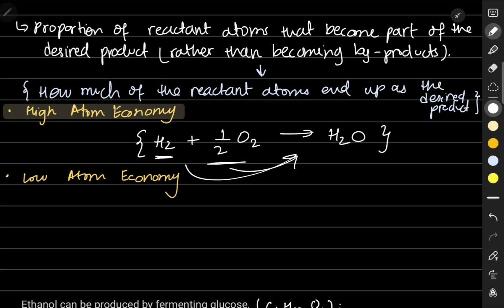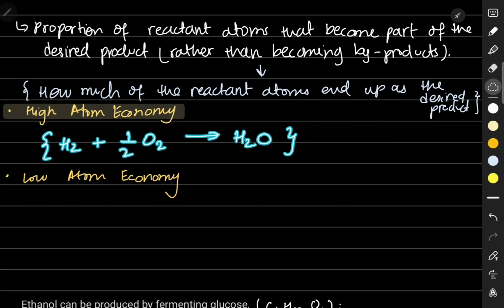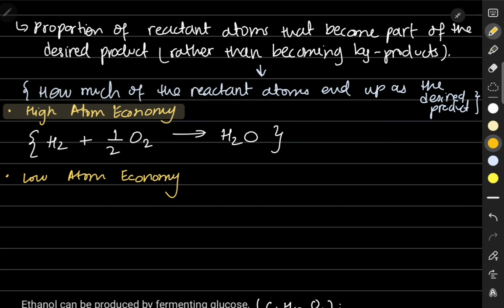So what is high atom economy? High atom economy is when you have most atoms of the reactants.